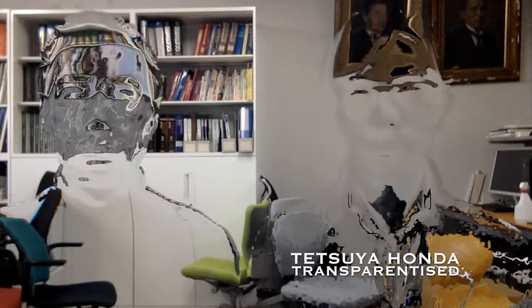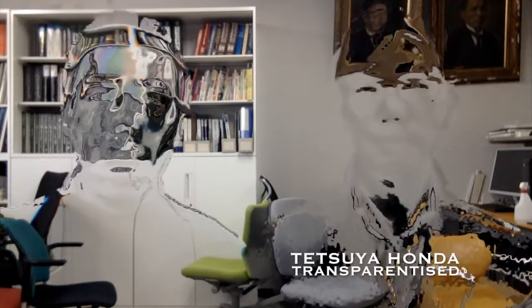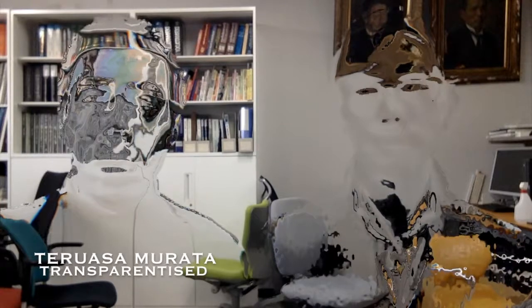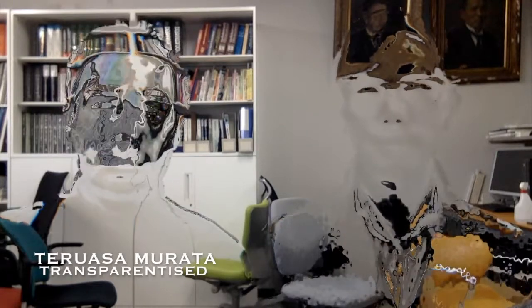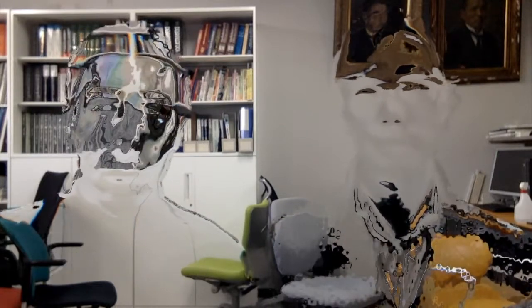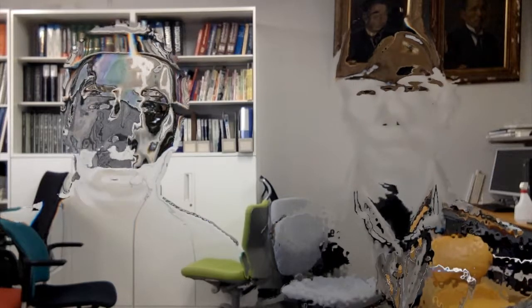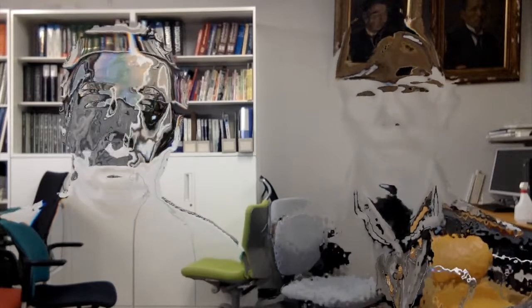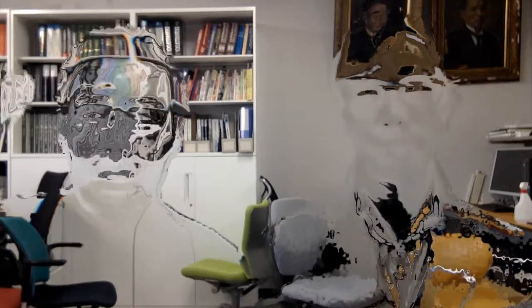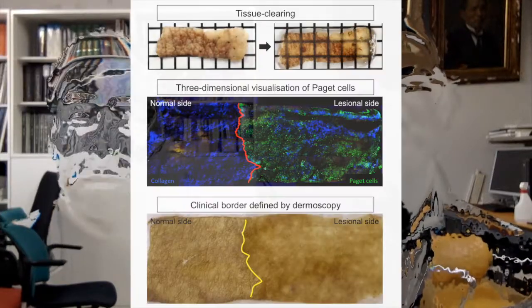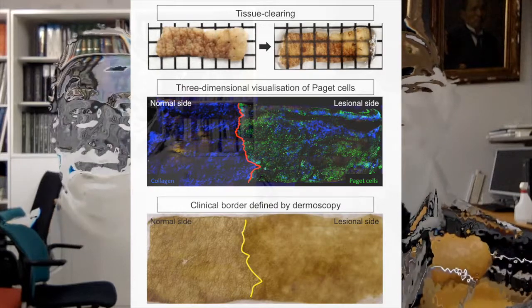How did you do it? A total of 23 biopsy samples were taken from Japanese patients with EMPD. To directly compare the shape and location of these borders, we transparentized whole biopsy samples with tissue clearing methods and labeled Paget cells with a specific antibody.